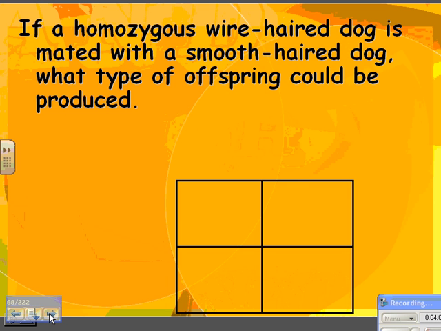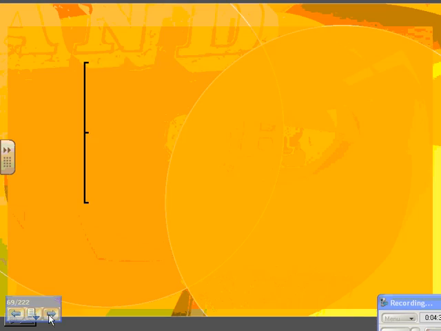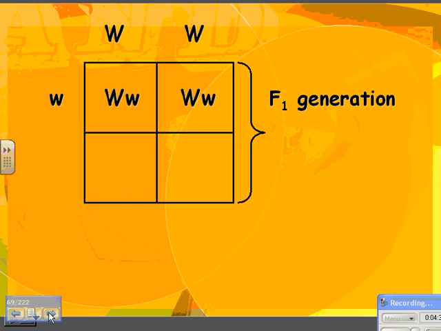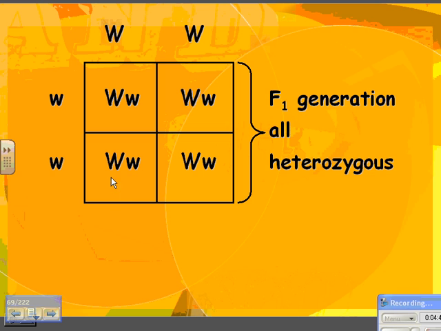So if a homozygous wire-haired dog, wire is dominant, so it would be homozygous big W, is mated with a smooth-haired dog, so that's recessive, so it's got to be little w. If it had a big W, it would be wire-haired. What type of offspring would be produced? Actually, for this one, you hardly even need to do a Punnett square, but let's do it anyway. You get a big W from the wire-haired one and little w from the smooth-haired one. And I keep moving these squares around. Anyway, every single one of the babies is big W, so they are all 100% heterozygous and 100% wire hair.